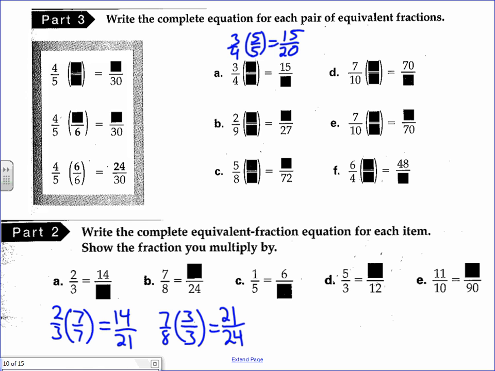Okay, go ahead and finish the rest of those. Remember to get them all checked to make sure they're all right before moving on to another part.